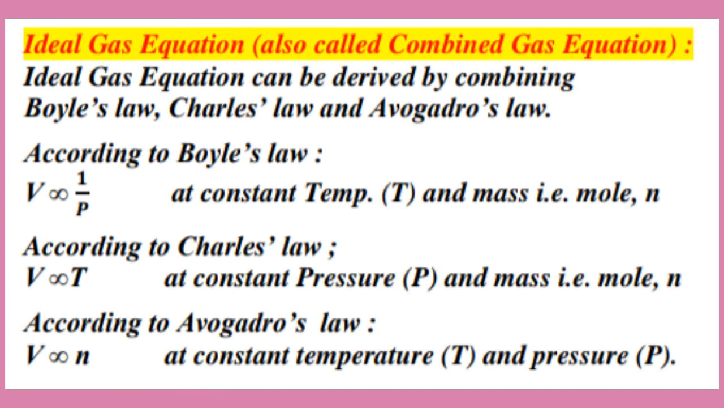Okay. So again, according to Charles law, the volume of a given mass of gas, that means V, is directly proportional to temperature measured in Kelvin scale. That means capital T. This condition is at constant pressure and constant mass. Constant mass means here again number of mole of that gas is also constant. Okay. Again, according to Avogadro's law, the volume of a gas is directly proportional to number of mole of that gas, and this condition is also at constant temperature and pressure.